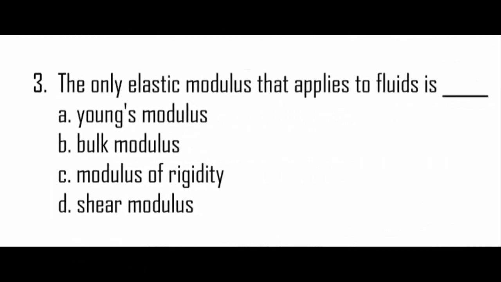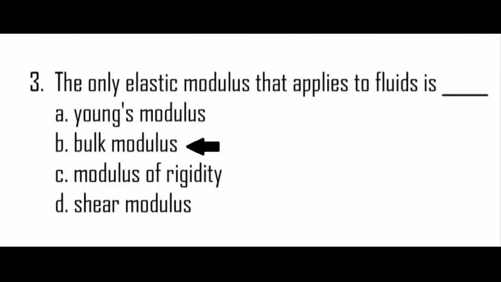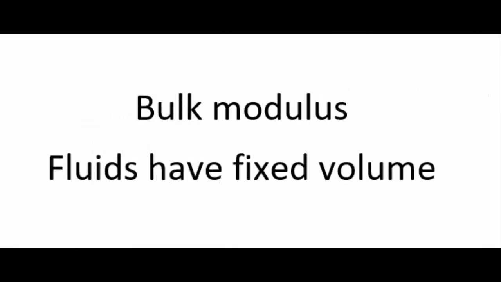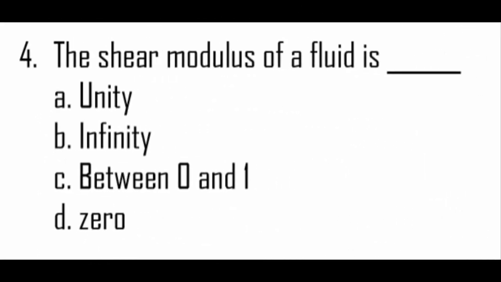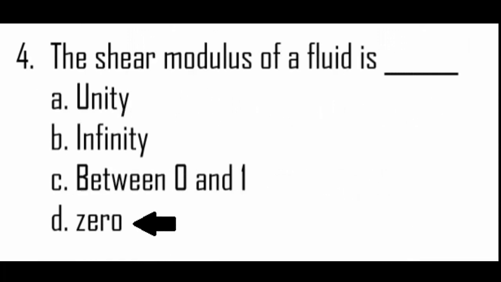Question number 3. The only elastic modulus that applies to fluids is. Students, the right answer is bulk modulus, because fluids have fixed volume. They don't have fixed shape and size. Question number 4. The shear modulus of fluid is. As I mentioned, liquids have only fixed volume, not fixed shape. Shear modulus deals with regaining the shape of the body. Since they don't have a fixed shape, hence the answer is 0.